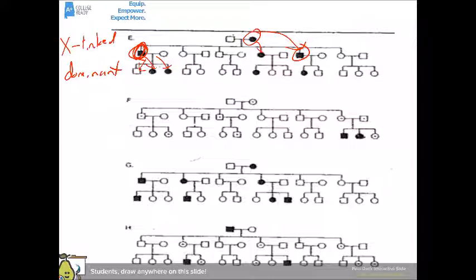Now let's look at F. So first of all, again, are there carriers? Yes, there's lots of them. And does the trait skip generations? Well, it skipped all of generation 1 and all of generation 2. So since there are carriers and it skips generations, this one's recessive.